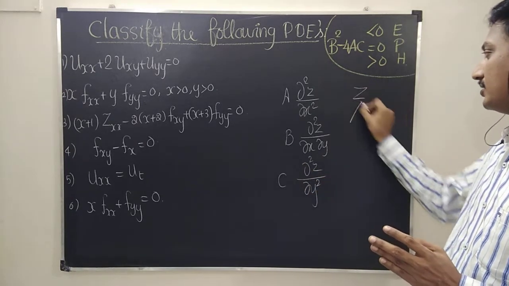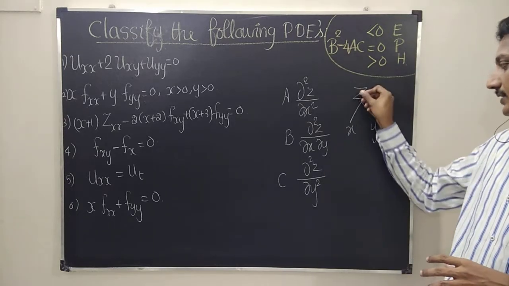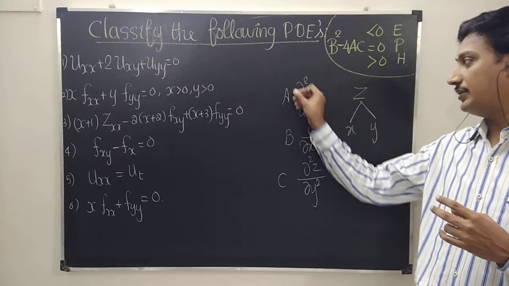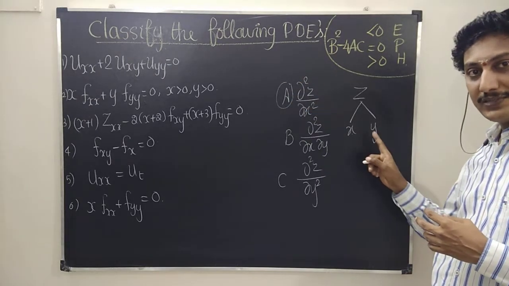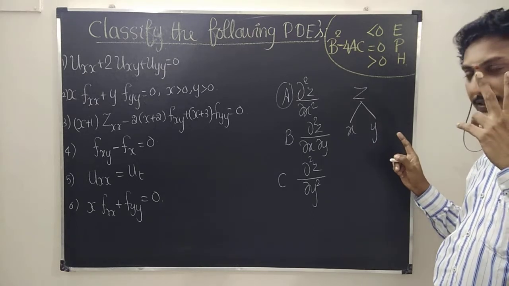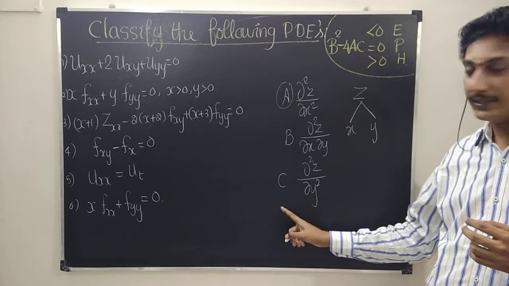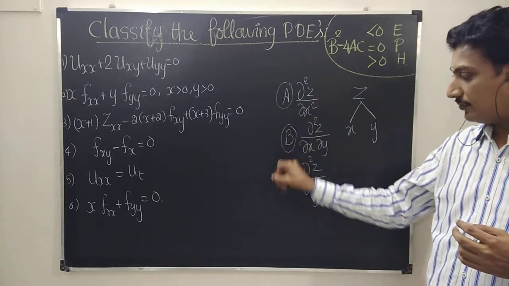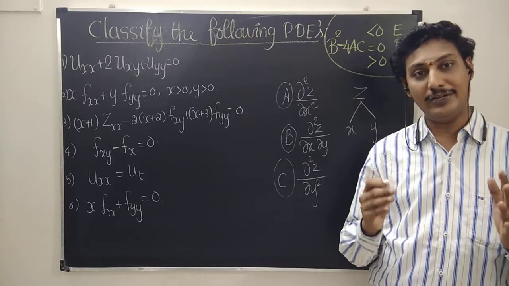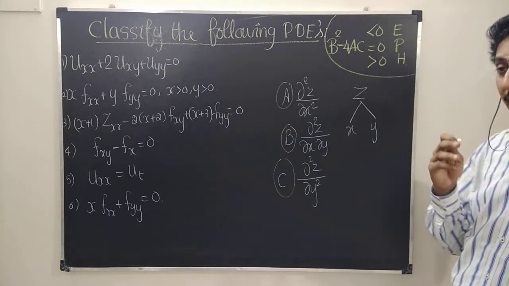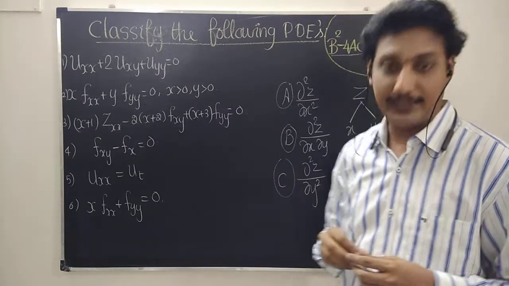Suppose z is a function of x and y. Then z with respect to x 2 times, that coefficient is called A. Z with respect to x 1 time and y 1 time, first variable 1 time and second variable 1 time, that is B. And z with respect to the second variable y 2 times, that is C. Once we collect these coefficients A, B, C, particularly of the second order partial derivatives alone, then find the discriminant value b squared minus 4ac.